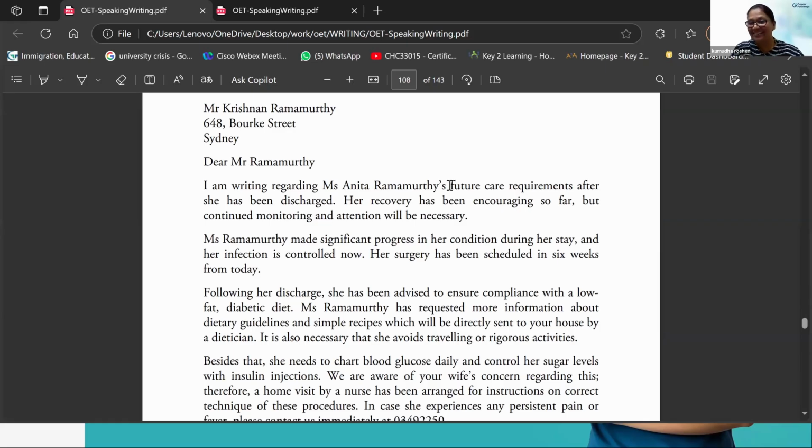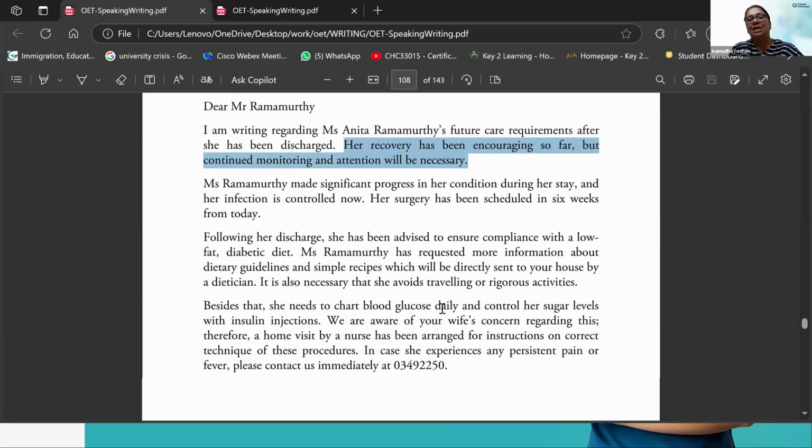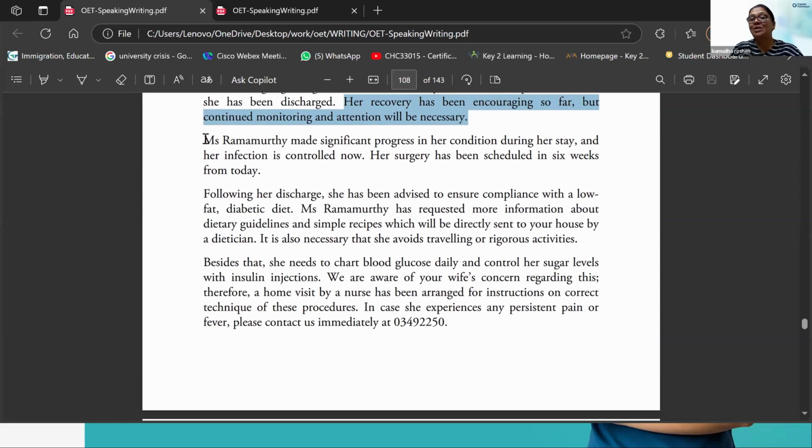Why are you writing the letter? Again, the question: future care requirements after being discharged. Her recovery has been encouraging so far, but continued monitoring and attention will be necessary. So you need to improvise according to the letter, depending on the person who's reading the letter. Now, what is her condition? Here we are not at all mentioning that she has appendectomy because the husband already knows about it.